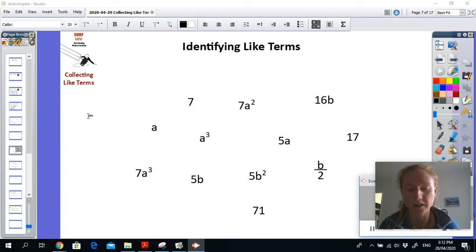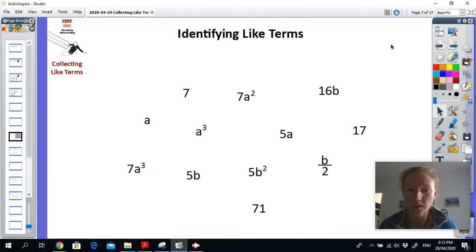Your job is to pause the video and put them into groups of any that you think are what we call like terms. So that just means ones that we can collect together because they are kind of like the same currency. Okay, so pause now, have a go at that, and then come back and we'll do it together. Okay, hopefully you're back to do this together.